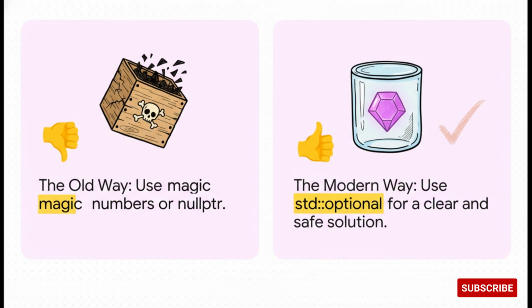The modern C++ solution is std::optional. It's a special container that either holds a value or it's empty. It's a crystal clear and totally safe way to say, hey, I might not have a value for you.